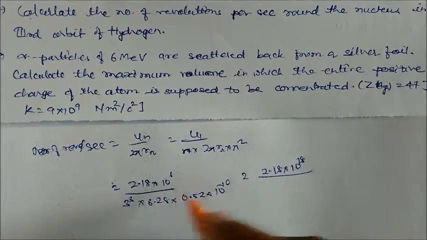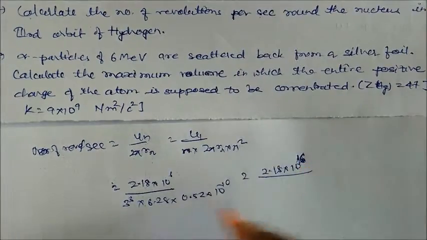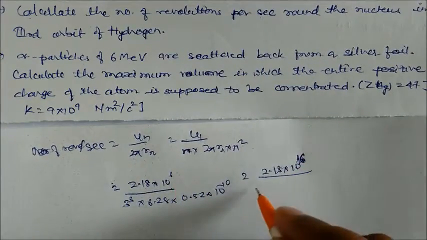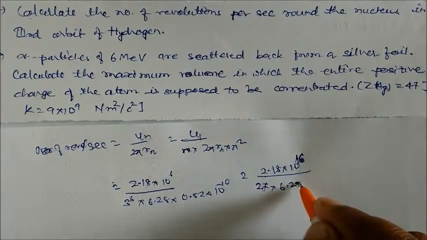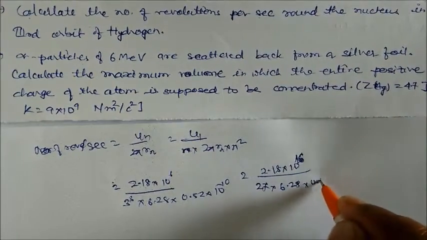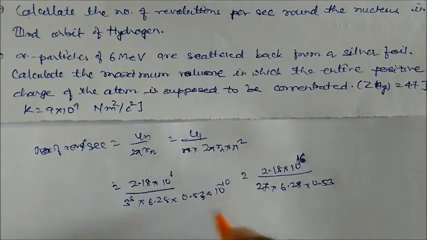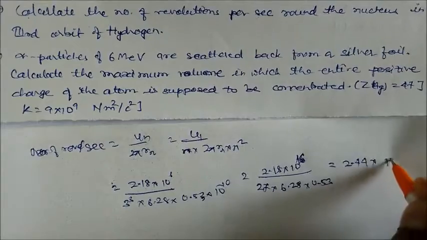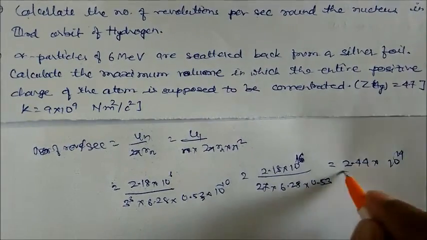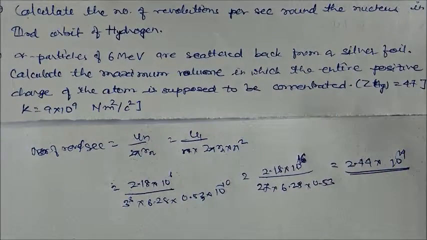So 10 plus 6 will not be 18, this will be 16. 6 plus 10 is 16, and this will be 27 multiplied by 6.28 into 0.53. So on solving you will get 2.44 × 10^14. So this is the number of revolutions per second.